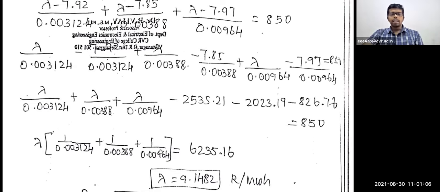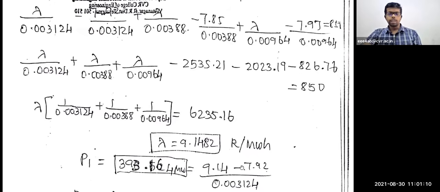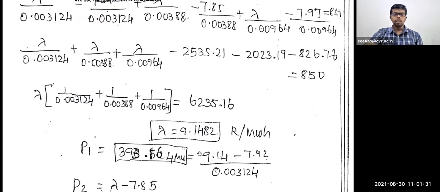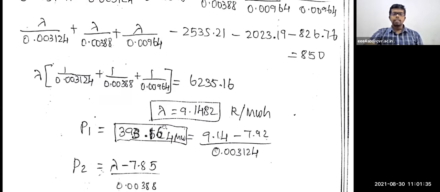Okay, so after getting lambda, you need to substitute it in equation 1 for calculating the power generated from the first generating unit, that is P1. P1 is the power generated from the first generating unit, in megawatt. So we are substituting lambda in this first equation, and we are getting some answers like this.